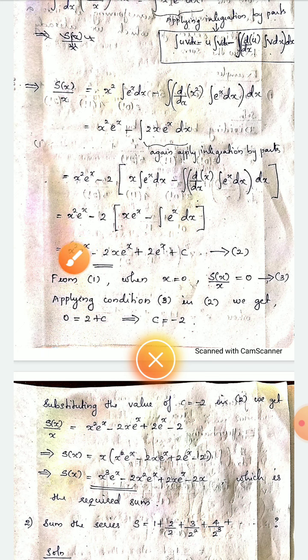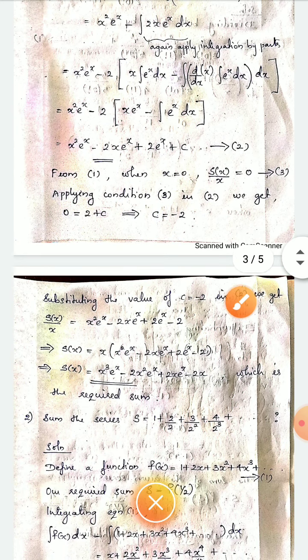0 is equal to, in the right hand side we put x is equal to 0. So when x is equal to 0, x square e raised to x becomes 0. 2x e raised to x, in that also x is there, so that term also becomes 0. The next term becomes 2 into e raised to 0. So 2 into 1, and plus constant of integration c is there. So 0 is equal to 2 plus c, so that c is equal to minus 2. So we got c is equal to minus 2.